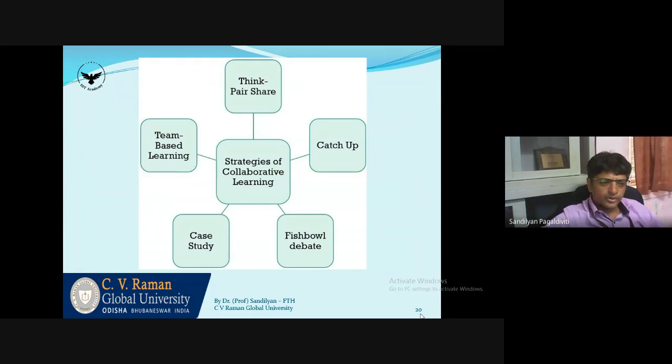Yeah. So now let us look at what is collaborative learning. Team-based, form a team, use a case study, give a topic and have a debate in a fishbowl manner. Let them catch up on some earlier learnings, or make the teams into pairs, let them think together, pair and share collectively. These are all some strategies. Next slide.